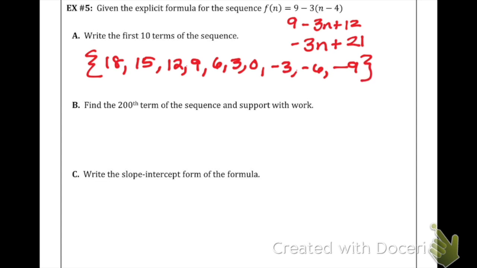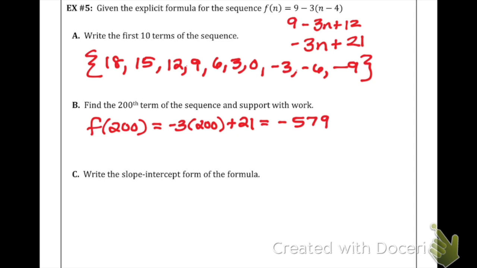So now if I wanted to find the 200th term, I could just do negative 3 times 200 plus 21. That evaluates out to negative 579. Write the slope-intercept form. Well, I already kind of did that up there. F of n is equal to negative 3n plus 21.